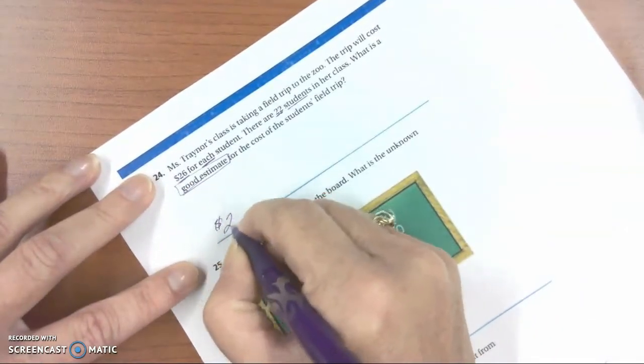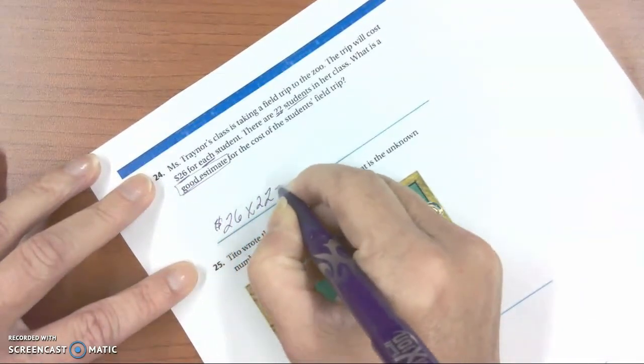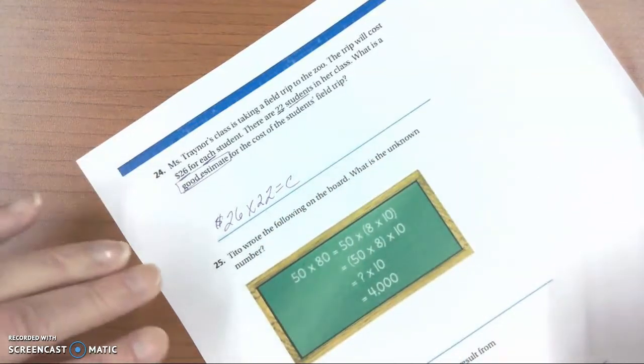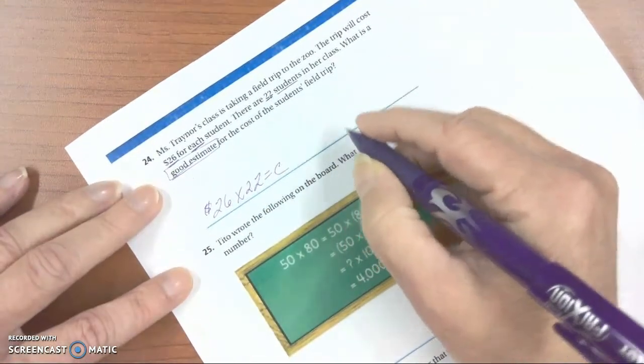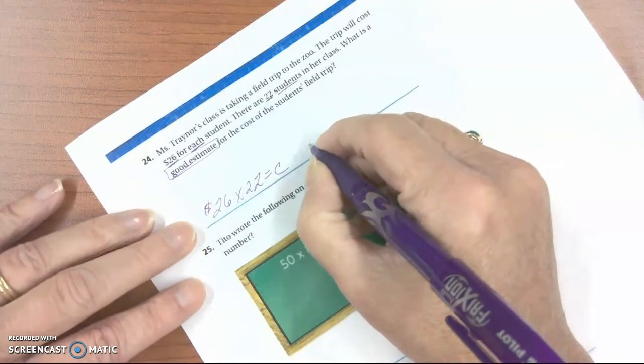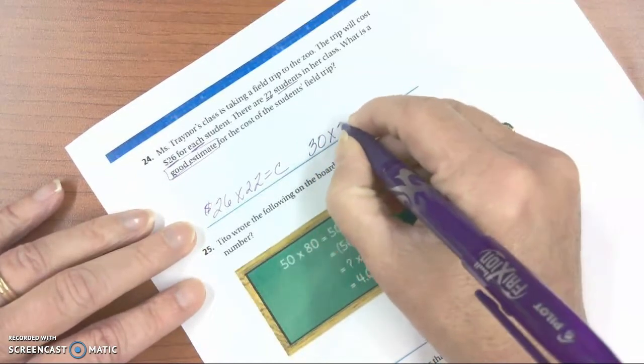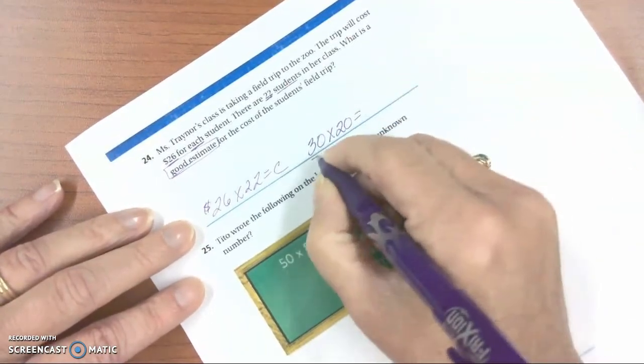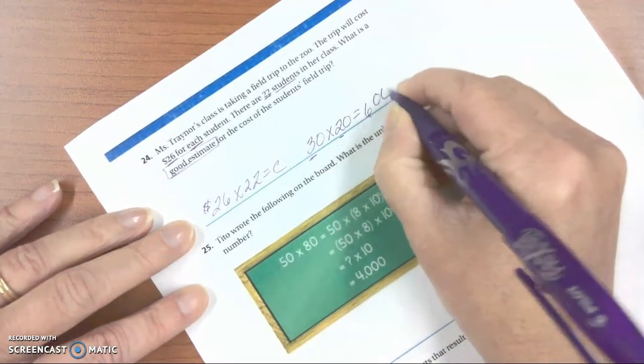So we have 26 times 22, which would be the actual cost if we multiplied that out. But we just want an estimate, so we're going to say 26 rounds to 30, and 22 rounds to 20, and our estimate, 3 times 2 is 6. Our estimate is $600.